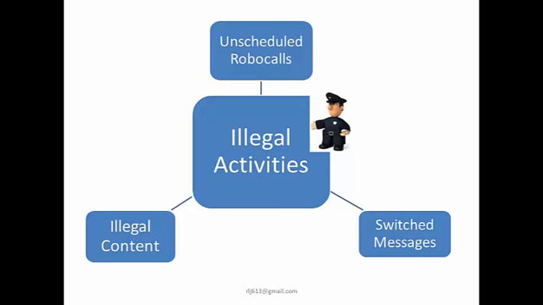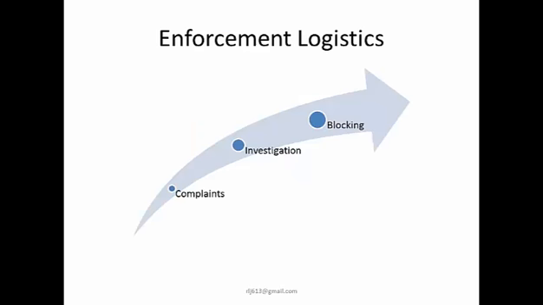Each of 3 precise types of illegal activities can be pinpointed and targeted. Any unscheduled robocaller can be shut down. Illegal content is the liability of the source, and switched messages have been perpetrated by the calling groups. The whole enforcement is complaint-oriented. You might say that without any complaints, it's a victimless crime. Investigation for each of the 3 types of offenders follows complaints, and ultimately blocking of outgoing calls.